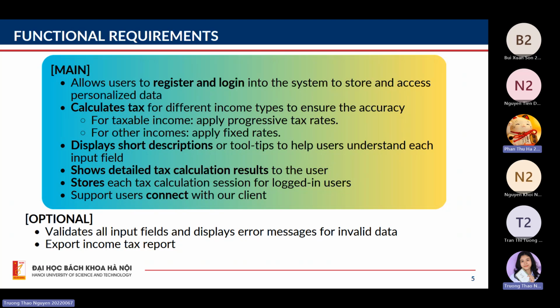The second functionality is to calculate tax with different income types. The first type is taxable income. We apply a progressive tax rate, and for other income, we apply fixed rates. We also display a short description or tooltip in each input field to guide users to fill in the correct value. We also show a detailed tax result if the user is logged in.